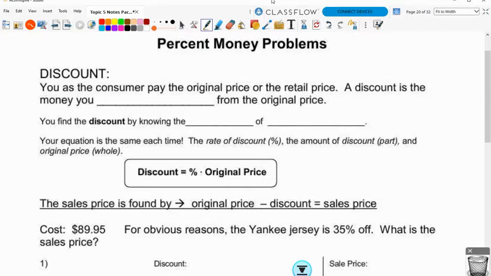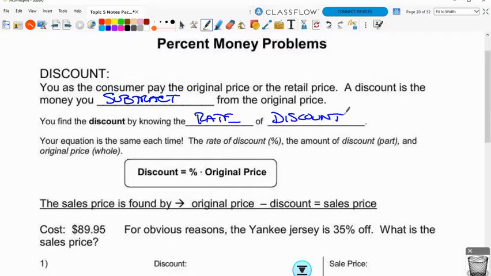You, as the consumer, pay the original price, which is called the retail price. A discount is money that you subtract from the original price. So if there's a sale, we call that a discount. The amount of discount, you subtract from the retail price in order to figure out what the sale price is going to be. You find the discount by knowing the rate of discount.